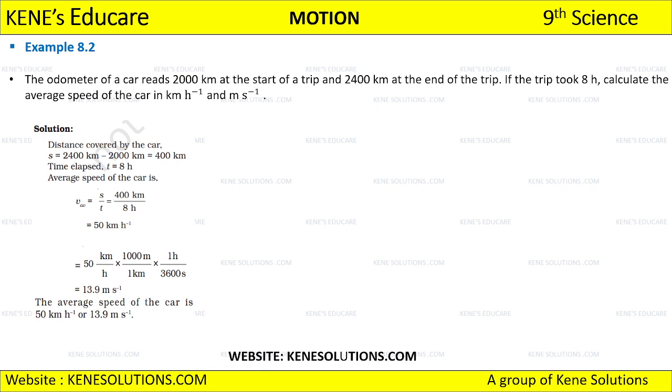Okay, now we have to convert that. So what we will do, 50 kilometer per hour into 1000 meters divided by 1 kilometer, into 1 hour divided by 3600 seconds. 1000 meter is equal to 1 kilometer, and that is why we are dividing it so that we get the answer in meter per second. So this is how you have to convert kilometer per hour to meter per second, because they have asked you to calculate in both kilometer per hour and meter per second as well, right? So the average speed of the car is 50 kilometer per hour or 13.9 meter per second. Got it?